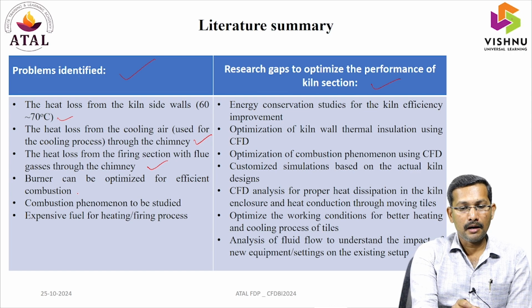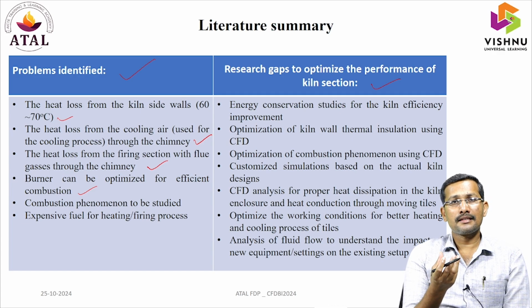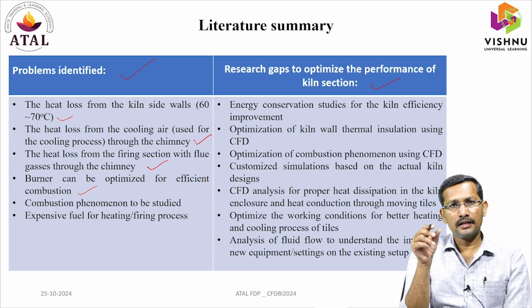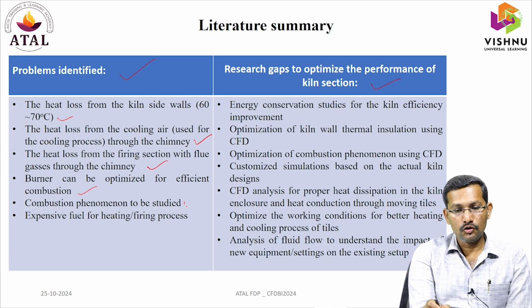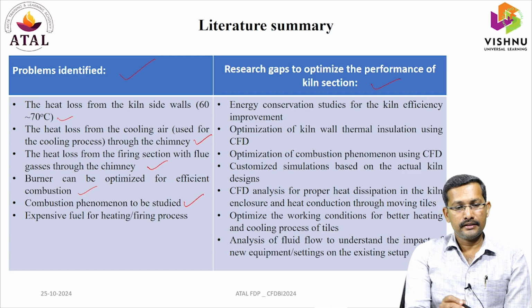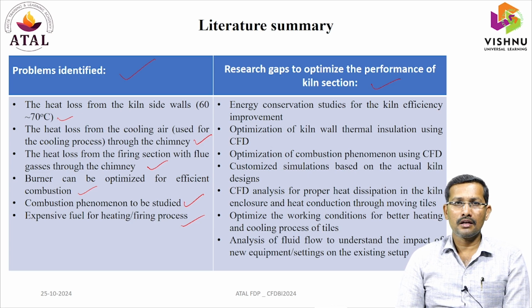Next, the burner can be optimized for efficient combustion. The natural gas burner we are currently using can be improved, with the design optimized, so that with less fuel we can reach complete combustion. Next, combustion phenomena like chemical kinetics are to be studied and investigated. Next, expensive fuel for the heating and firing process is also one problem. We are using a lot of expensive fuel for heating.